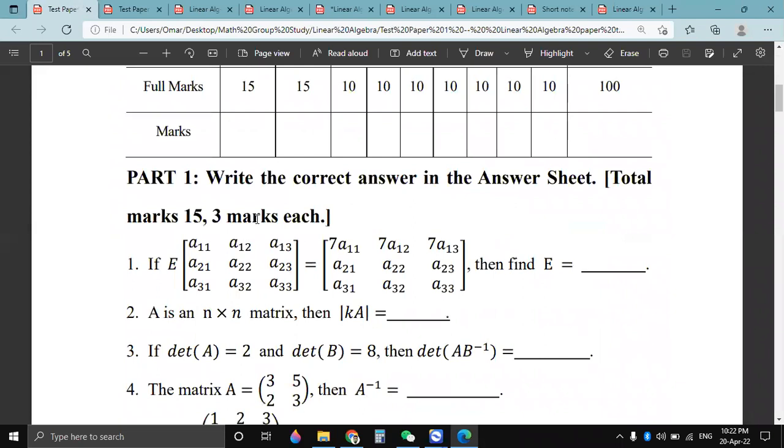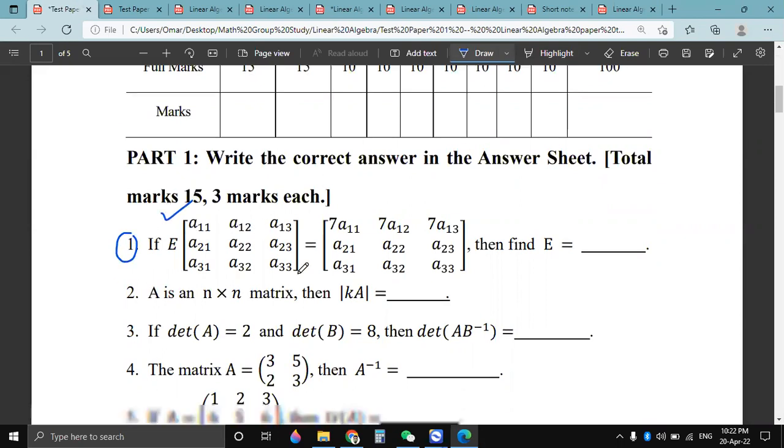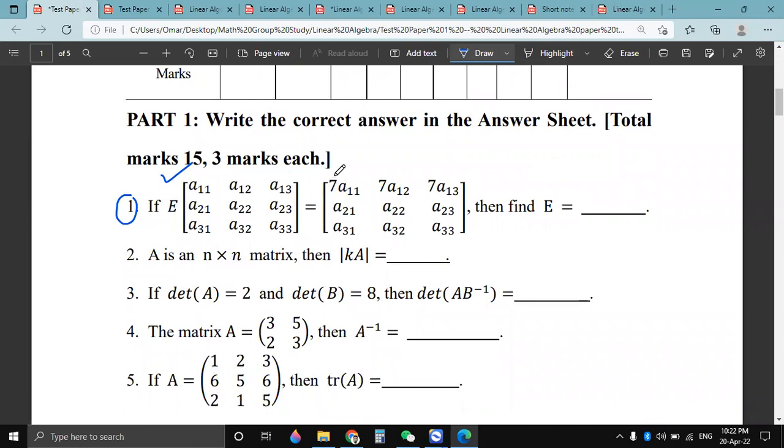So for the first test paper, if you look here, we have some short questions. And the first question is, if E is a vector that is this way, and if we do some row operation, and it becomes this vector, so you can see that the changes are here, right?